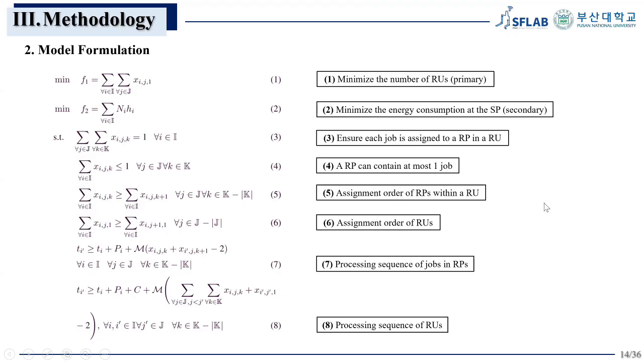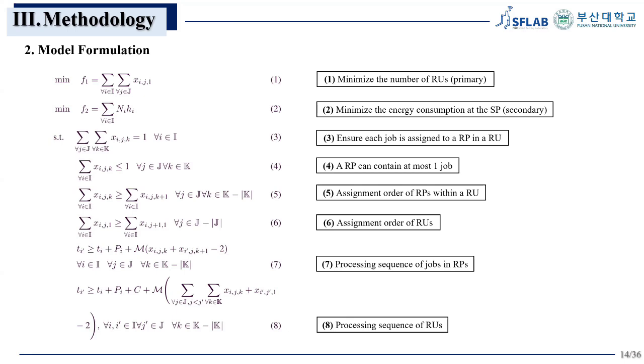For the constraints, constraint number 3 ensures that each job will be assigned to a rolling position in a rolling unit. Constraint number 4, a rolling unit can contain at most one job. Constraint number 5 is the assignment order of rolling positions within a rolling unit. It means that the earlier rolling position must be assigned first and then come to the later one. Constraint number 6 is the assignment order of rolling units. Similar to constraint number 5, if we have an earlier rolling unit, we need to assign to it first and then move to the second one and so on.